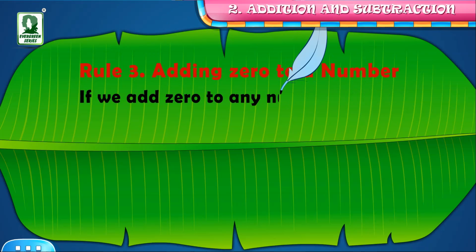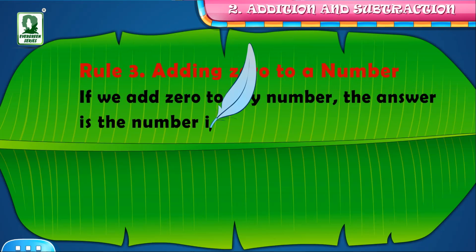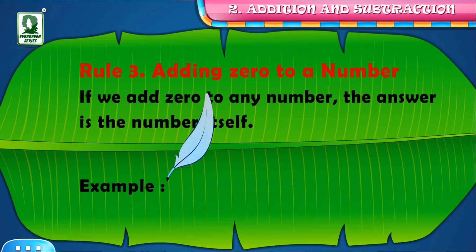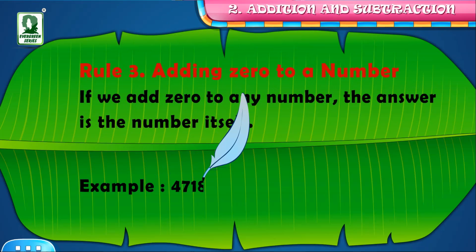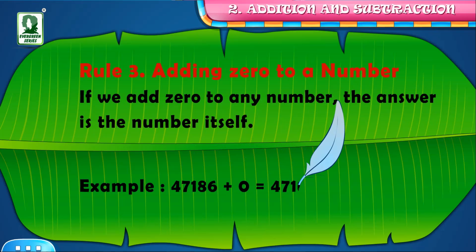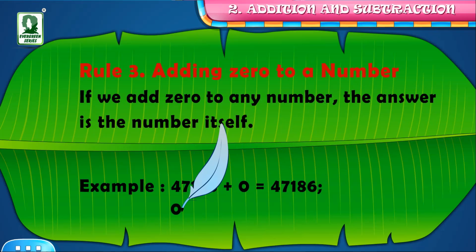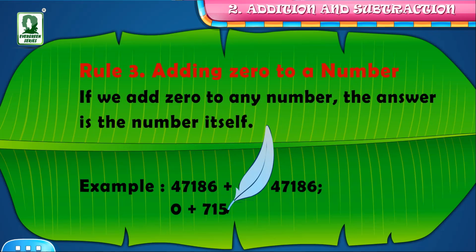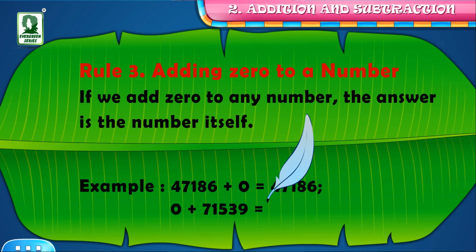Rule 3. Adding 0 to a number. If we add 0 to any number, the answer is the number itself. As for example, 47,186 plus 0 is equal to 47,186. 0 plus 71,539 is equal to 71,539.